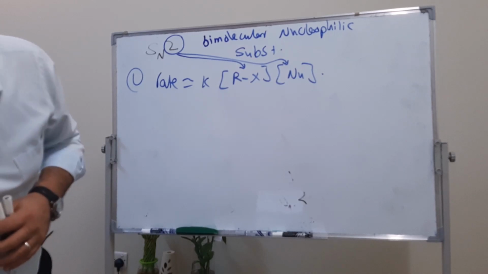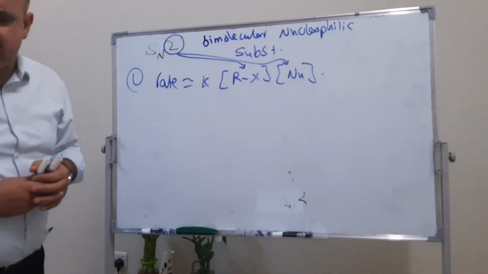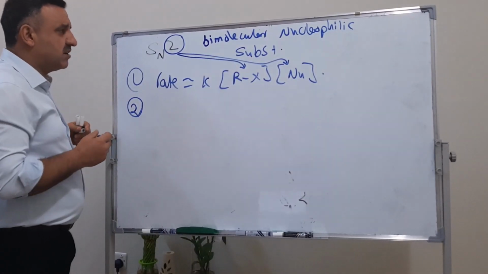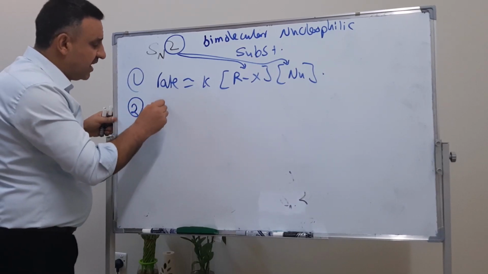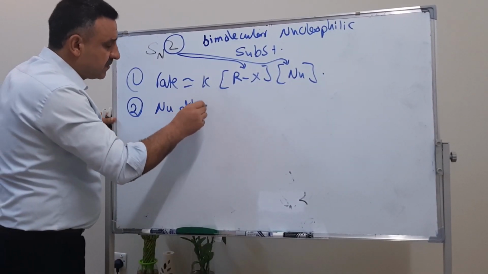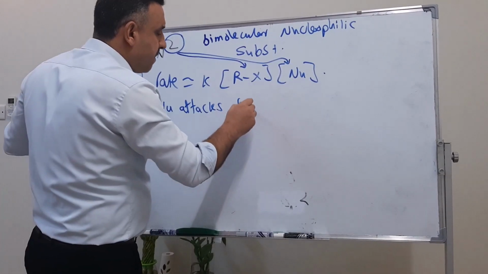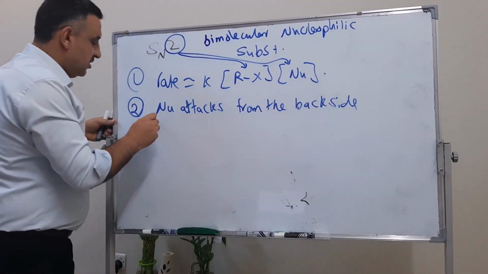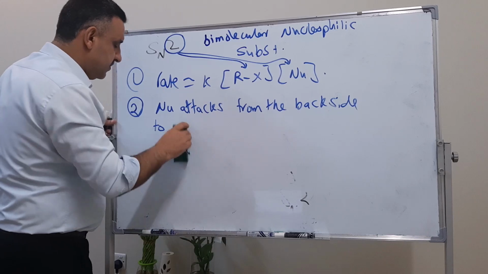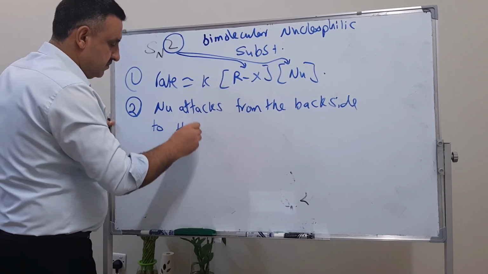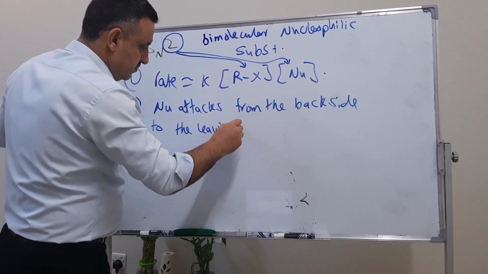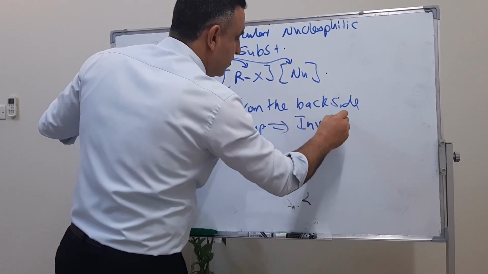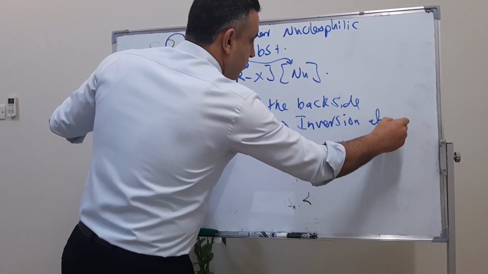Okay, all right. Now the second thing here, how the reaction takes place. The second characteristic of the SN2 reaction is that the nucleophile attacks from the backside to the leaving group, and thus we will have something called inversion of configuration.